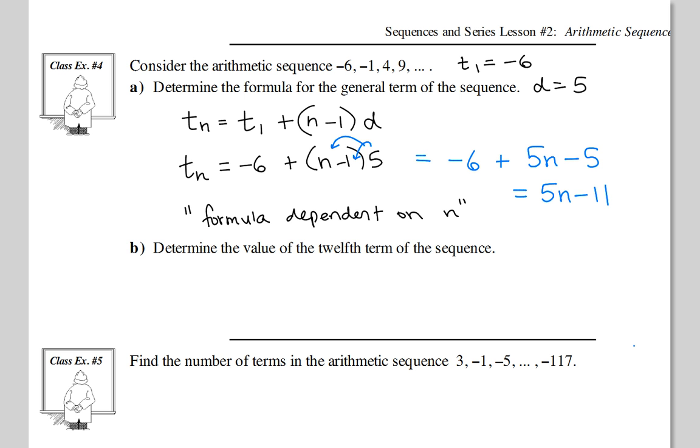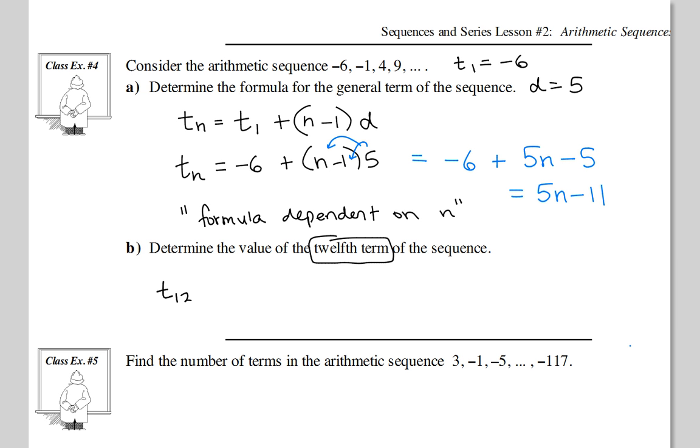Any questions on the algebra? It was just a distribution and then a collection of like terms. So the negative 6 and the negative 5 combined for negative 11. And all I did was multiply 5n before that. Now that we have that simplified formula, we can solve for the 12th term. So T12, if I wanted to use the black formula, I would just put in 12 minus 1 times 5.